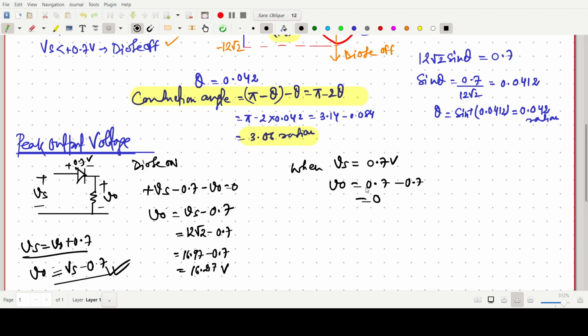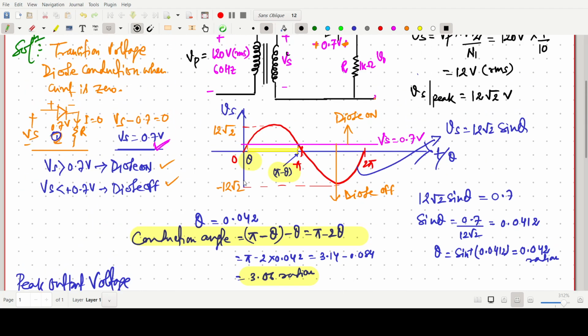Why am I doing this? Because at this point the output voltage will be 0, and it will go to maximum peak at pi by 2, which will be 12 root 2 minus 0.7. So the output waveform will be somehow like this.